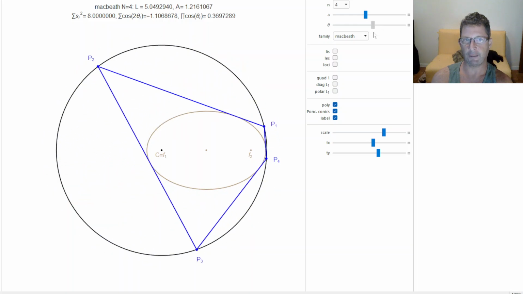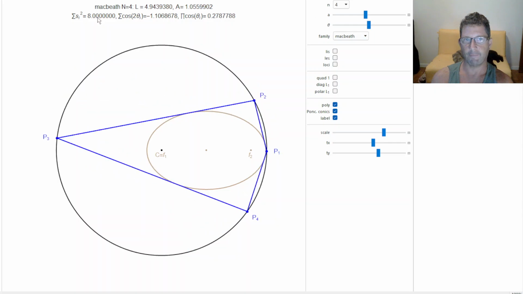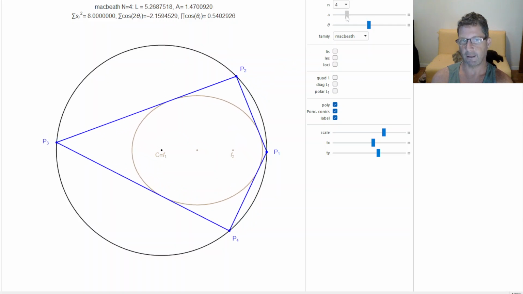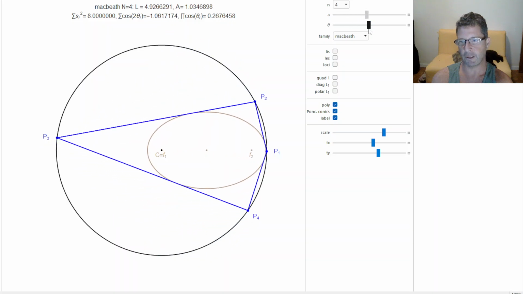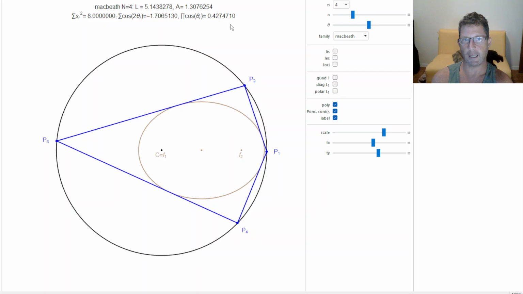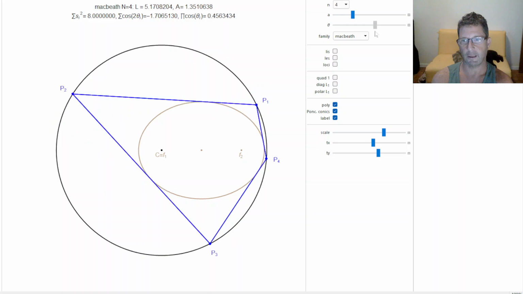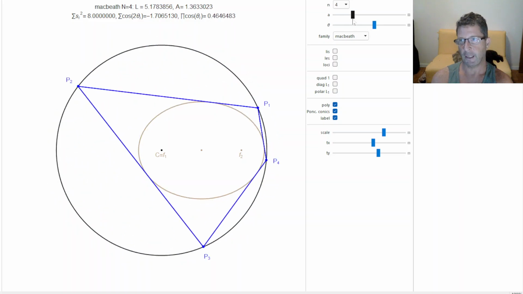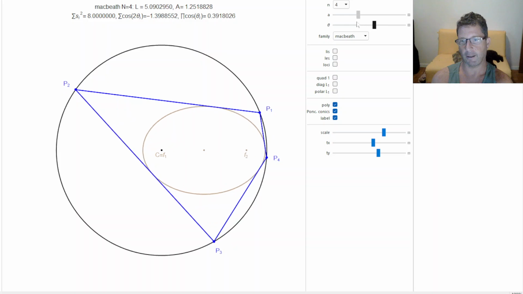Now, interestingly, for n equals 4, the sum of the side lengths squared seems to only depend on, it's basically 8 times the radius. Currently, my radius of the outer circle is 1. So even if I consider all possible families here, for n equals 4, you can see here that the sum of the side lengths squared does not change. And it's conserved across the family and across all MacBeath possibilities here.